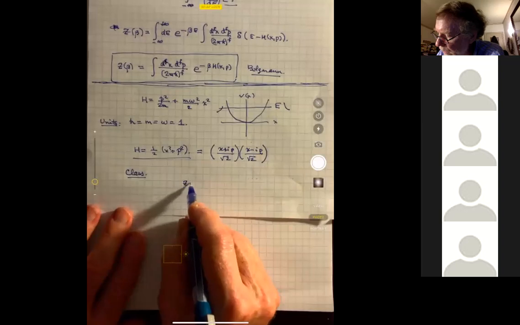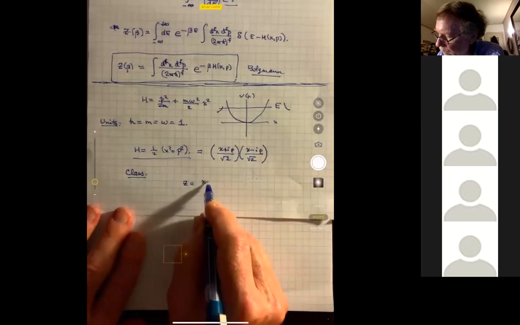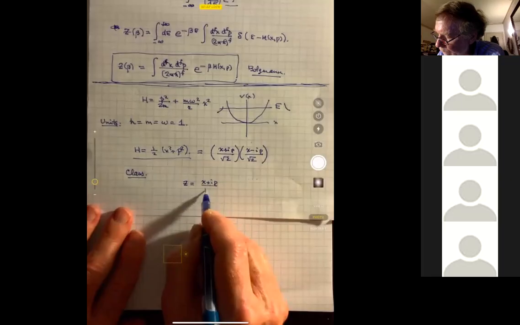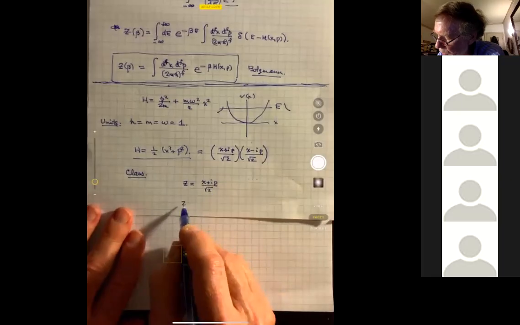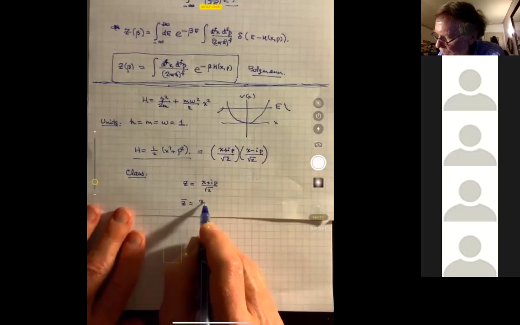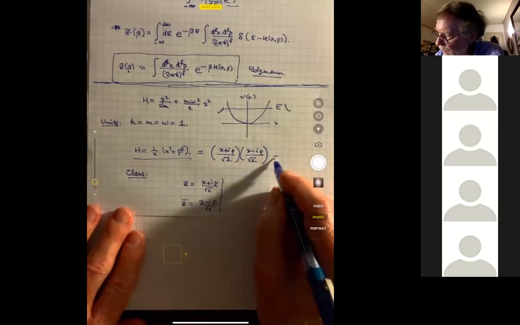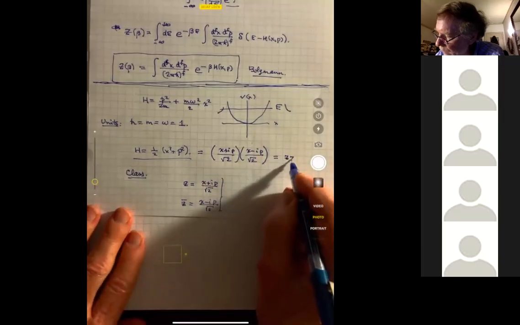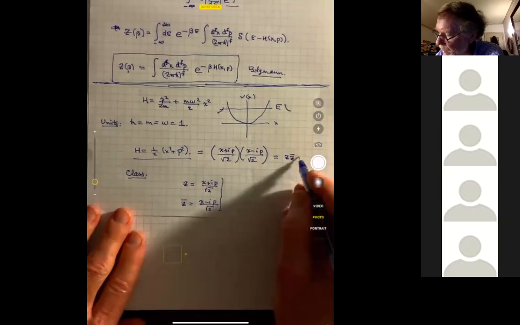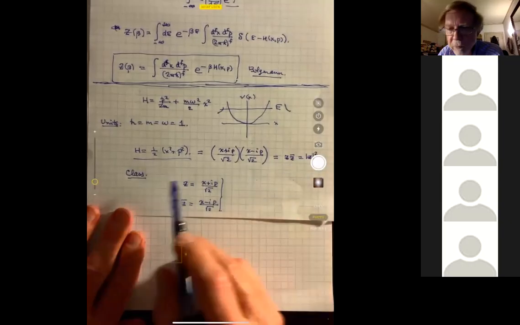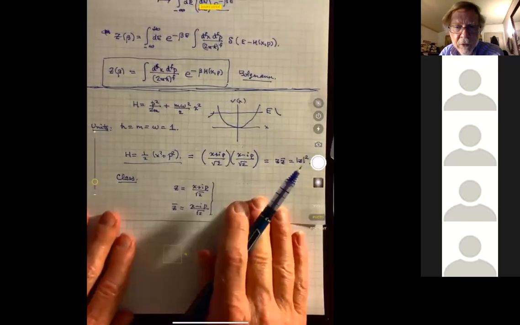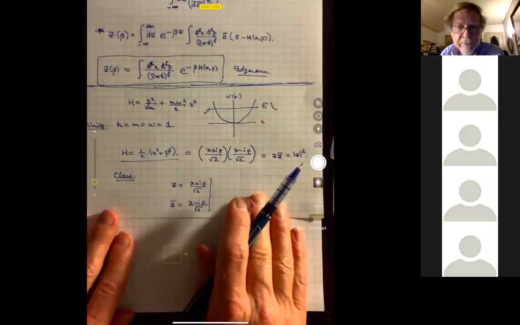So let's define a classical complex variable I call z, which is (x plus iP)/√2, and its complex conjugate, which I'll call z bar, which is (x minus iP)/√2. I'll use the bar for the complex conjugate here, c and z bar. So this factorization of the classical Hamiltonian breaks it up into z times z bar, which is the absolute value of z squared. And this is worthwhile remembering for a view of the classical Hamiltonian.